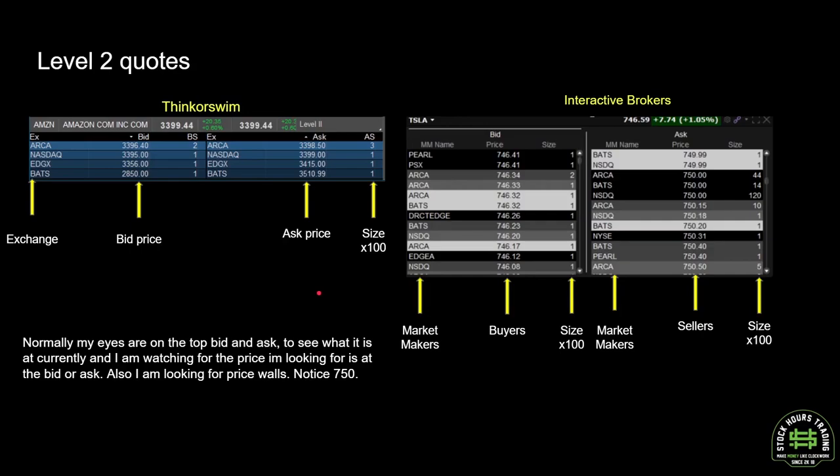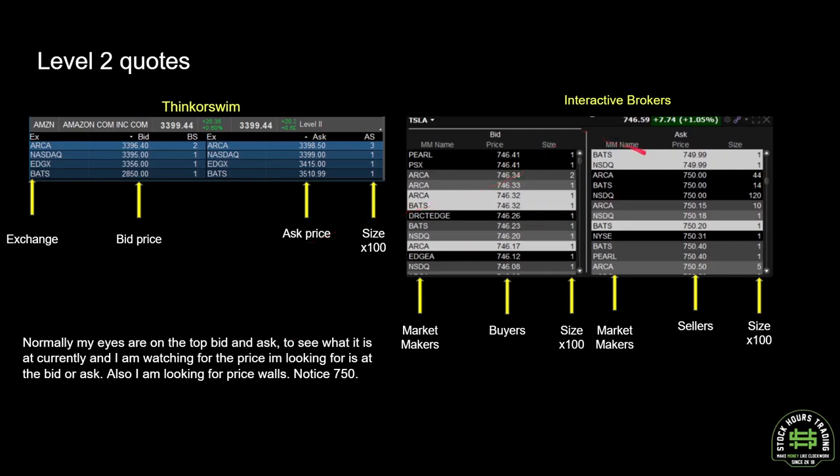And then you can see the difference between level 2. So you can see all of the pending orders right here on level 2. And you can see on Interactive Brokers here, this is why we like it, because you can see a clearer picture and you can scroll down on it and see a lot more.